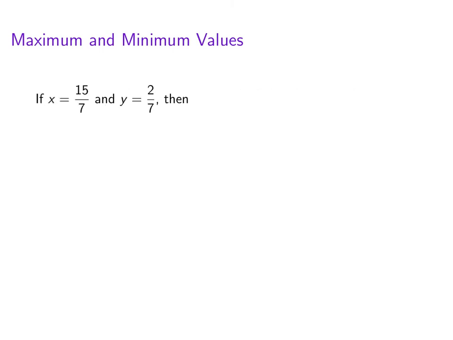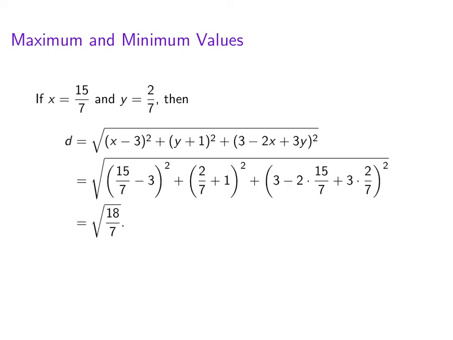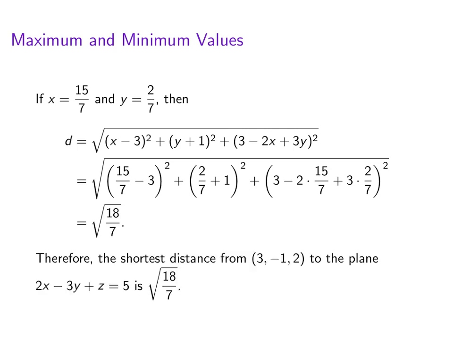So if x equals 15/7 and y equals 2/7, then we can calculate what that distance is. Plug those values in for our expression for d, and we end up with the square root of 18/7. So our conclusion is that the shortest distance from (3, -1, 2) to the plane 2x - 3y + z = 5 is the square root of 18/7. Okay, that's all for now.